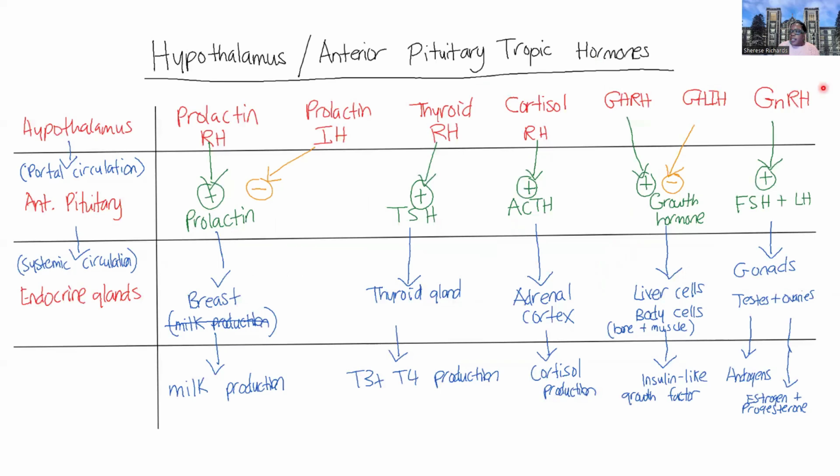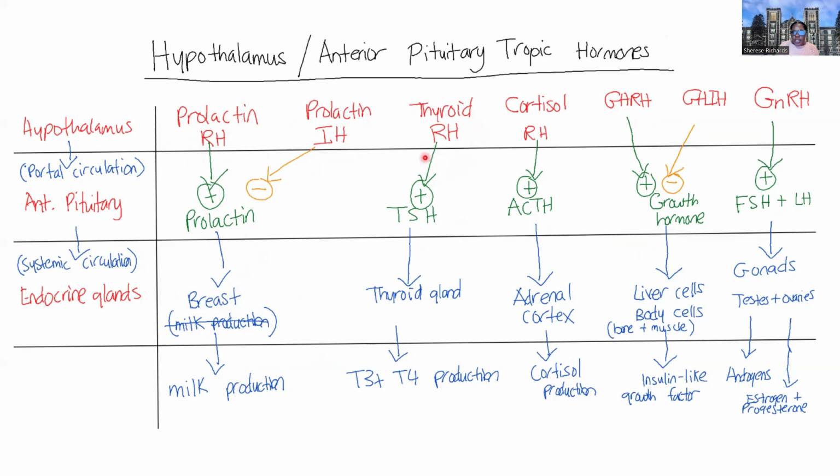So here's a really nice summary table, and I'll share this with the recordings today. This just looks at all the various hypothalamic trophic hormones up here, anterior pituitary trophic hormones down here, and ultimately the endocrine hormones that are associated with each axis. So we can think about prolactin, for example. Prolactin has both a releasing hormone, RH, and an inhibiting hormone. The releasing hormone stimulates the anterior pituitary to make prolactin. The inhibiting hormone blocks the anterior pituitary from releasing prolactin. And then the organ where prolactin acts is the breast, and its ultimate role is milk production.